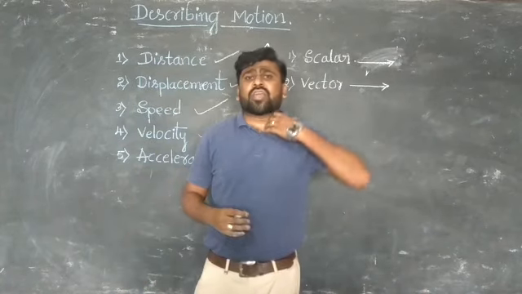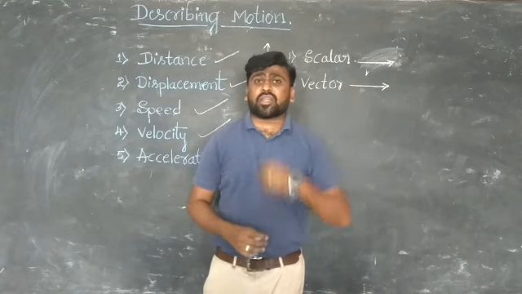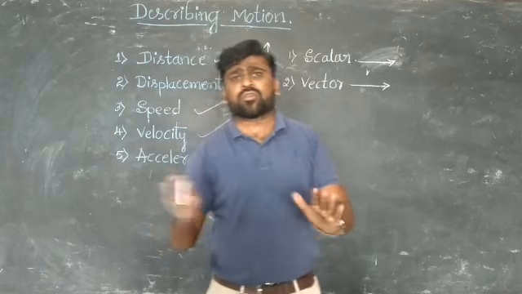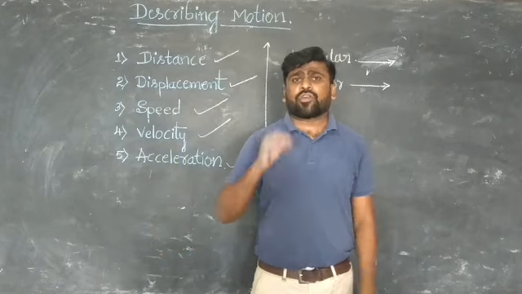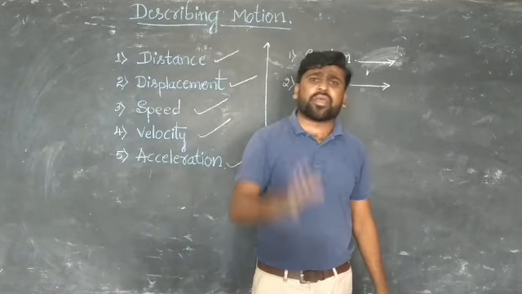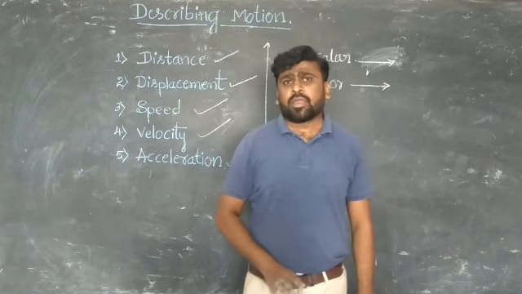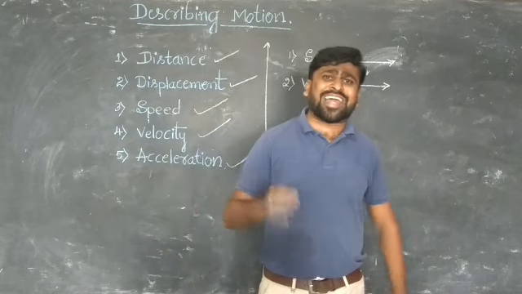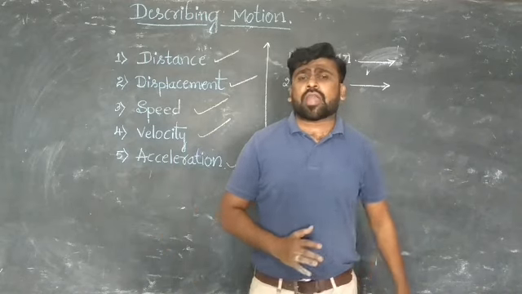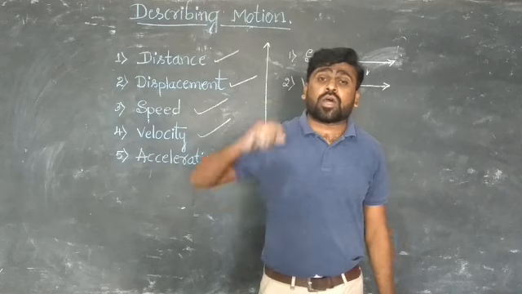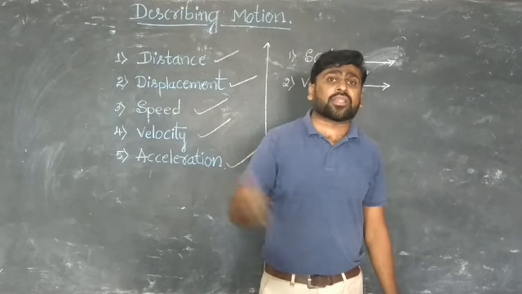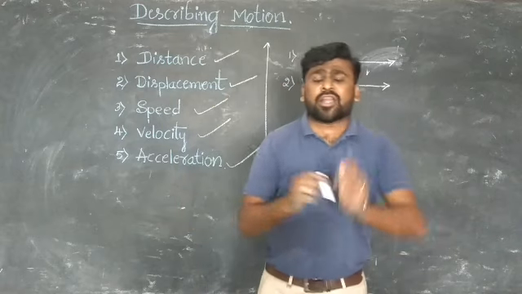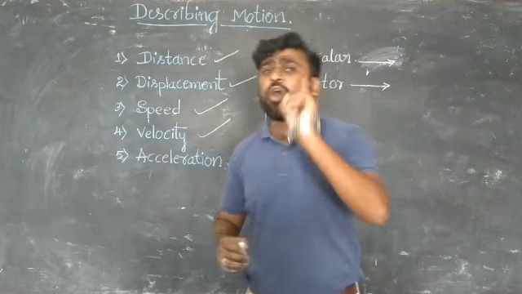Before going to start, I will give a little instruction regarding describing motion. Before starting this chapter, I will give some instructions. First of all, you have to take a 100-page single line notebook and one pen. It is essential before starting the class. Keep this with you and listen to the class. Why? Whatever important points I explain in the class, you have to make one point book. That 100-page notebook you take as a point book.